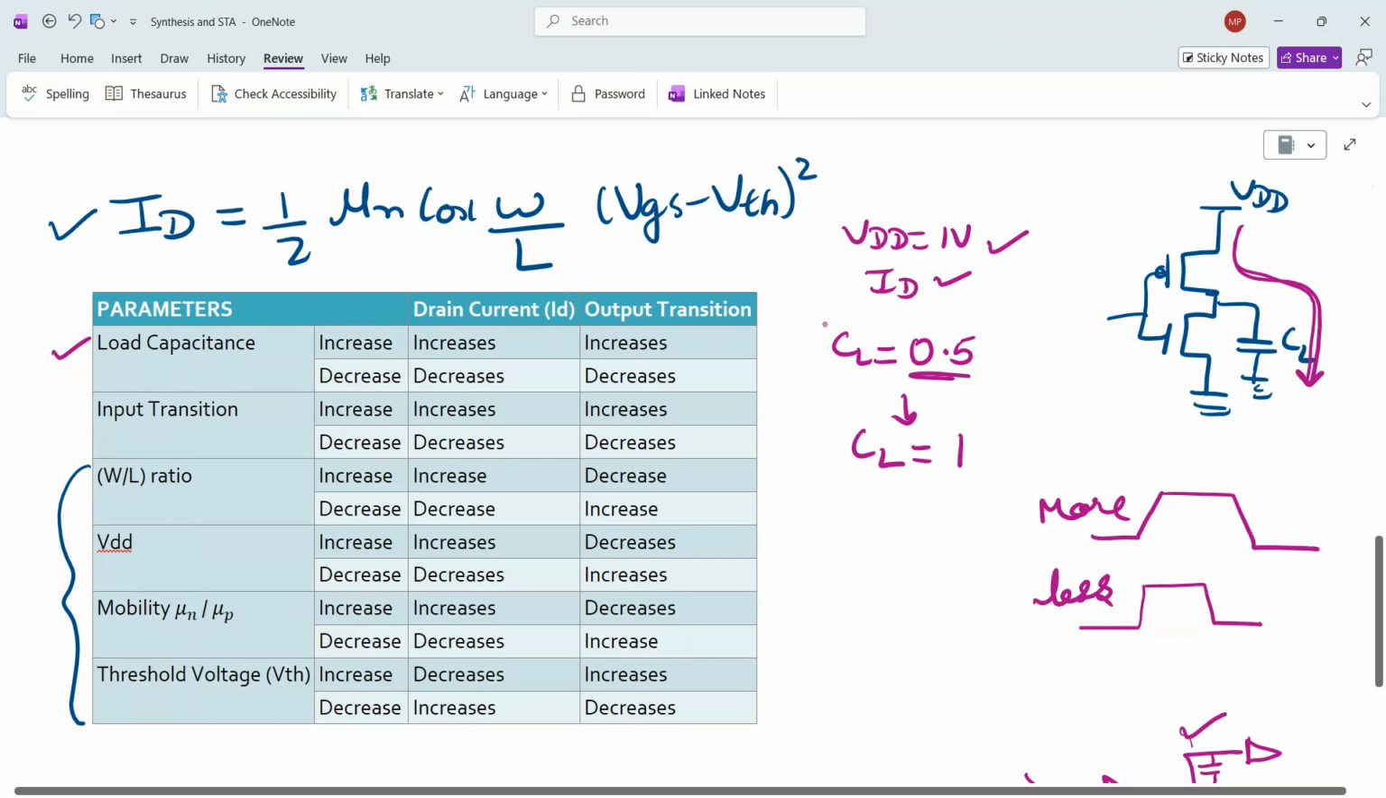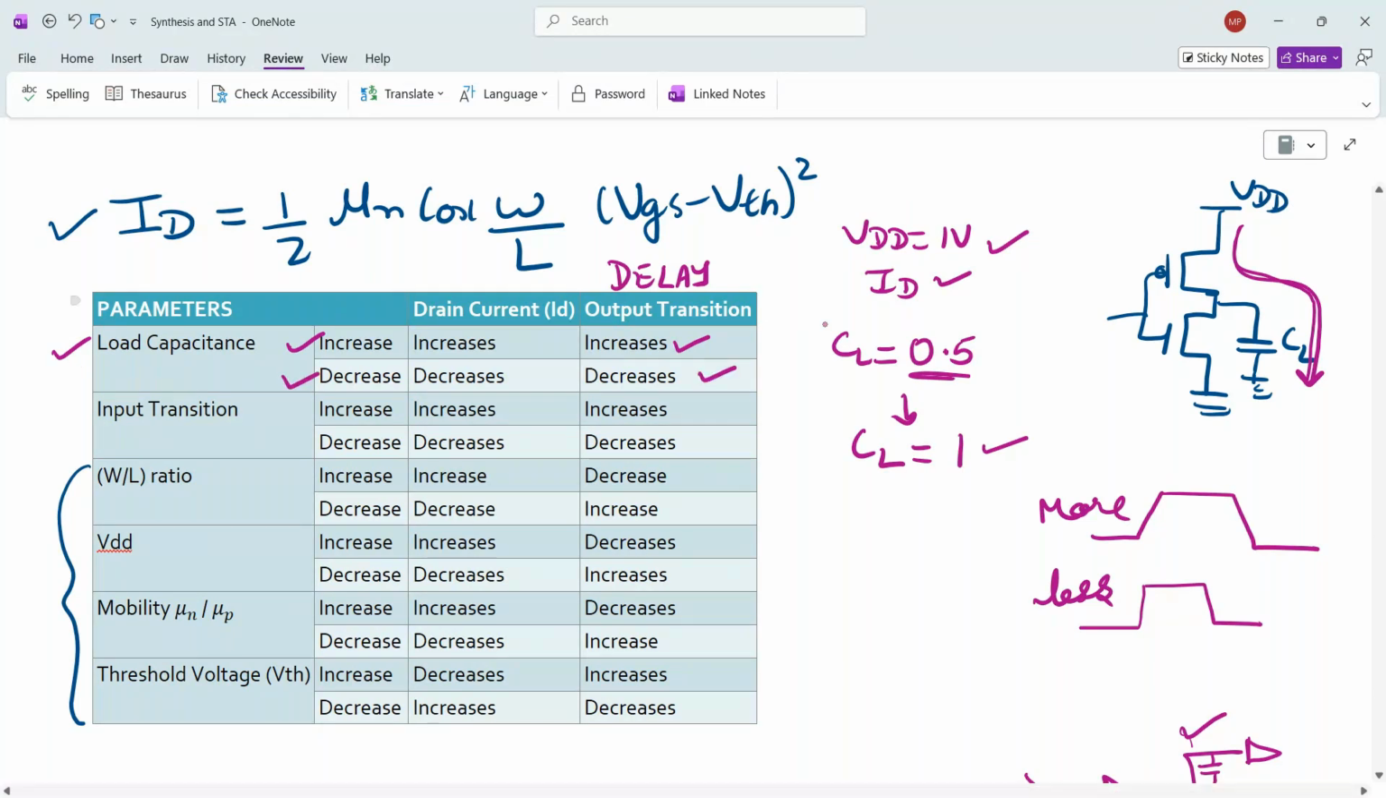So when I increase the load capacitance CL, your transition increases. Increase load capacitance, your output transition, which means delay. It's nothing but delay. I will write it here. So if I increase the load capacitance, the transition will increase. If I decrease it, the transition will decrease, which means delay will decrease.